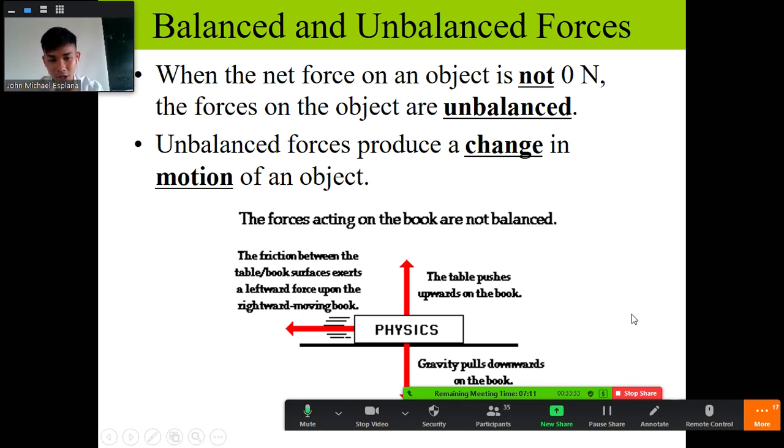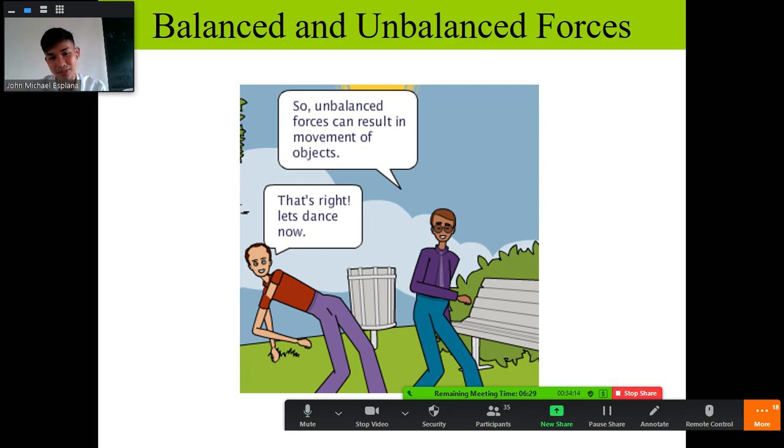Okay? So, tingnan nyo, the forces acting on the physics book are not balanced because ang balance lang dito, yung table pushes upward due to normal force, gravity pulls downward due to gravitational pull. And tignan nyo, the friction between the table surfaces exerts leftward force upon the rightward moving book. For example, tinulak yung physics book. Okay, so that is not balanced because the physics book moves from rest, going left. Okay, so yan. Next.